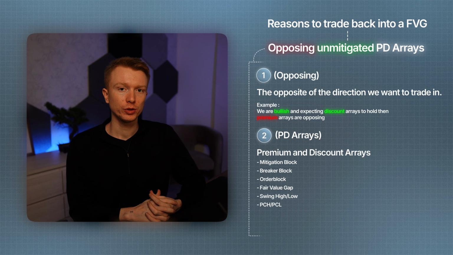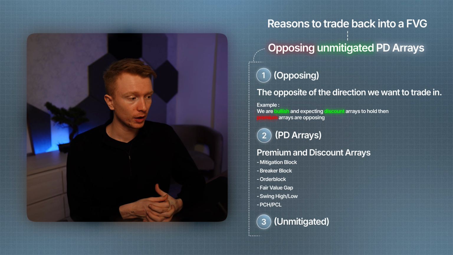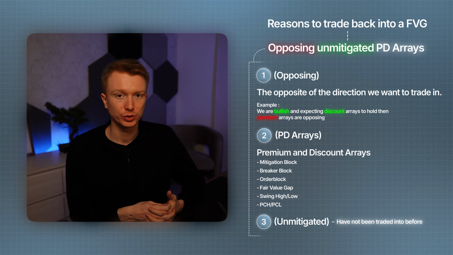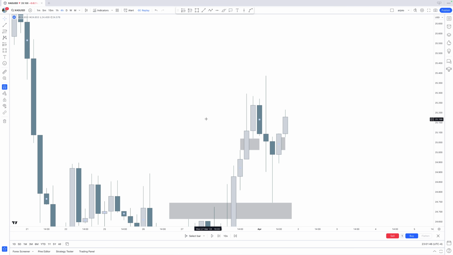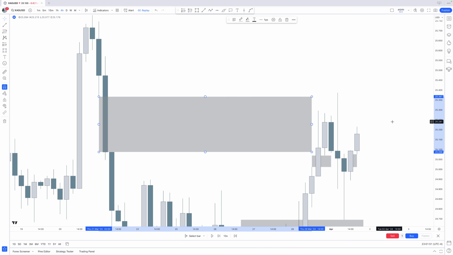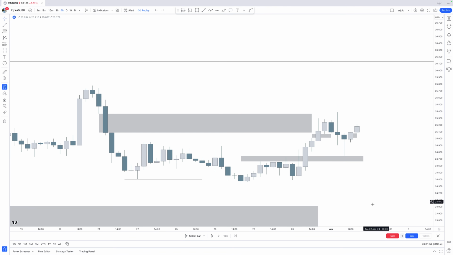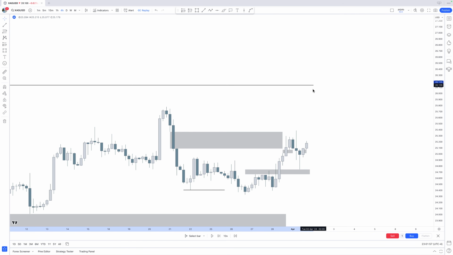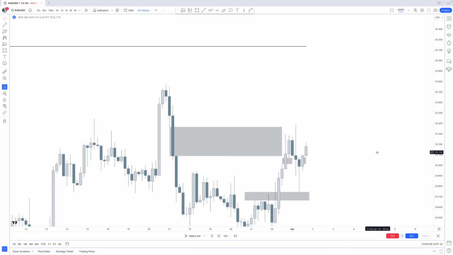And of those PD rays, what does it mean that they are unmitigated? They are unmitigated when they have not been traded back into before. So for example, right here, we see this fair value gap, which is an unmitigated opposing PD ray on our path towards the draw on liquidity. Those premium arrays, we do not necessarily expect them to hold, but they do act as a potential rejection area where we can still continue lower a little bit to move back into a fair value gap to then continue higher. So that's quite a lot, and I want to simplify that as much as I can.